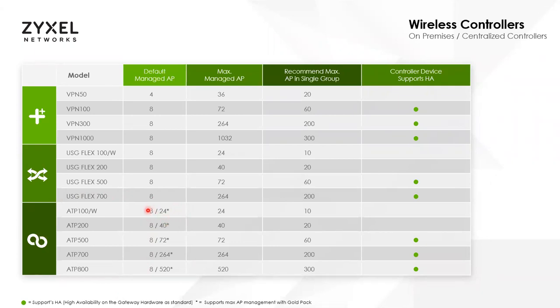this is showing you the default number here, 8, or if you buy a bundled version, which comes with the bundled gold license, this is how many APs are managed out of the box. And then you can see here, you can buy licenses to unlock additional APs for management. So you could get up here on the VPN 1000 to manage over 1,000 APs through one controller.